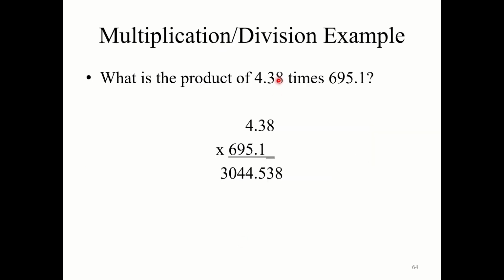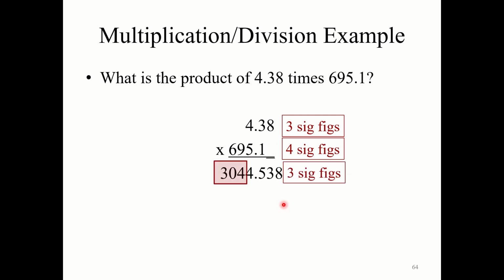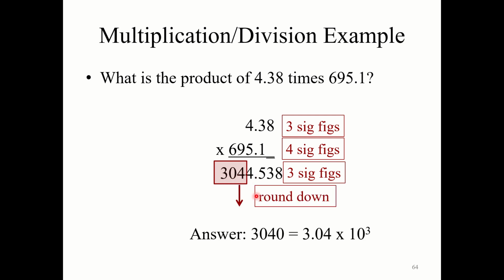So for example, what is the product of 4.38 times 695.1? So 4.38 times 695.1, my unrounded value is 3044.538. Now this number has 3 sig figs. This number has 4 sig figs. This means my answer needs to have 3. So I'm going to keep the 3, the 0, and the 4. Look to my next digit. It's less than 5, so I round down, which makes my answer 3040, or 3.04 times 10 to the third. Either is acceptable, and either expresses my answer correctly to 3 sig figs.